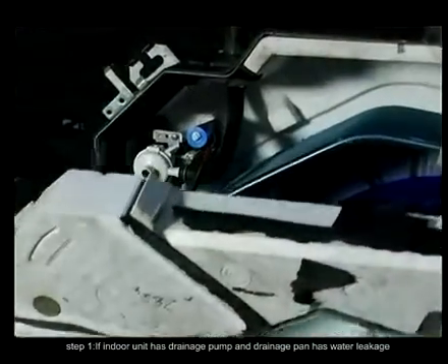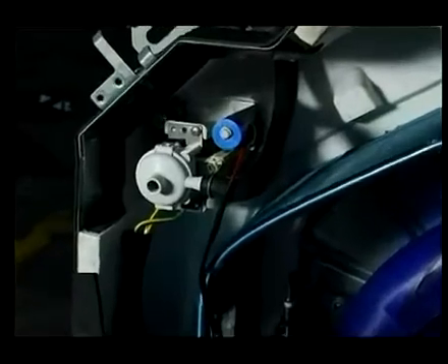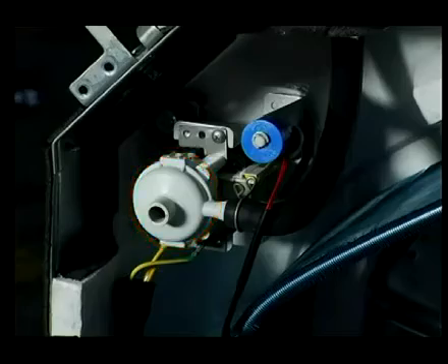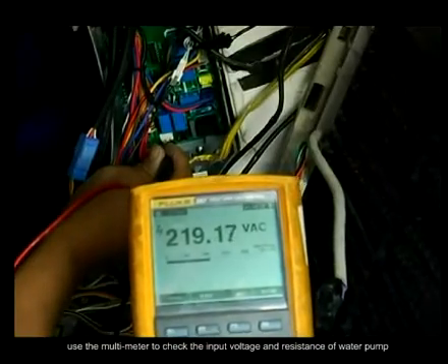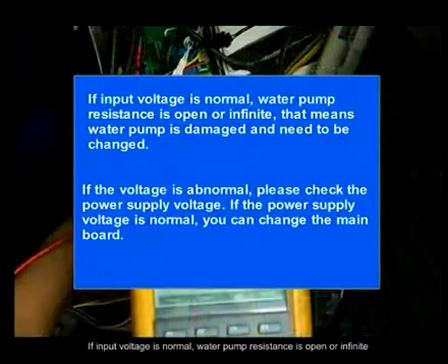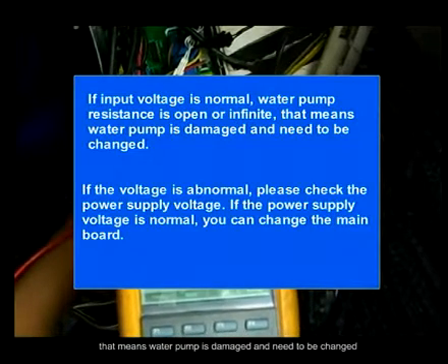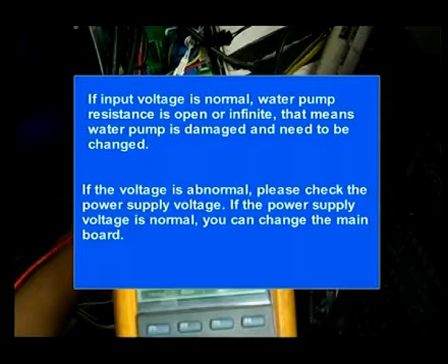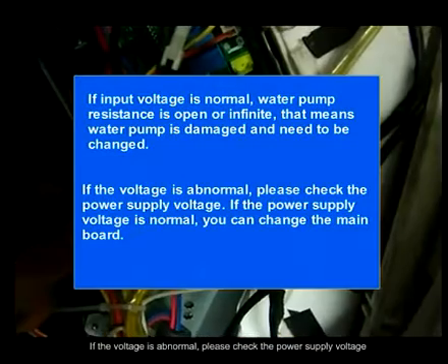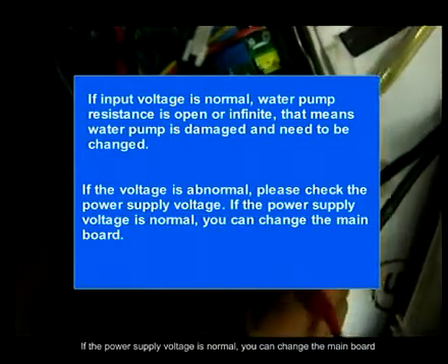Step 1. If the indoor unit has a drainage pump and the drainage pan has water leakage, please check if the drainage pump is running normally. Use the multimeter to check the input voltage and resistance of the water pump. If input voltage is normal and water pump resistance is open or infinite, that means the water pump is damaged and needs to be changed. If the voltage is abnormal, please check the power supply voltage. If the power supply voltage is normal, you can change the main board.